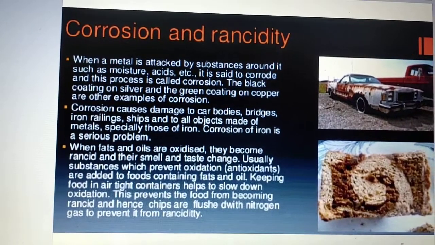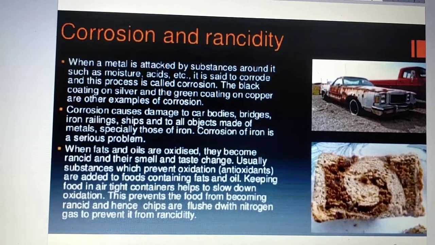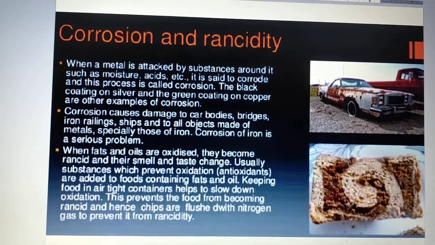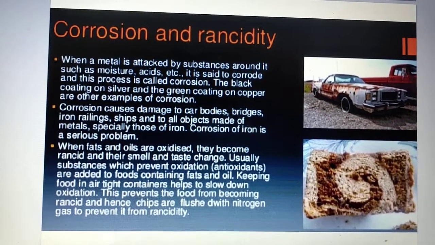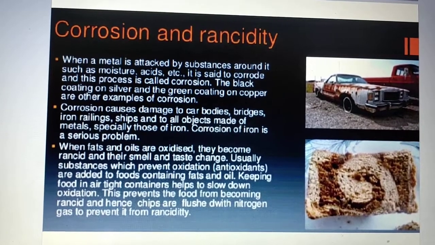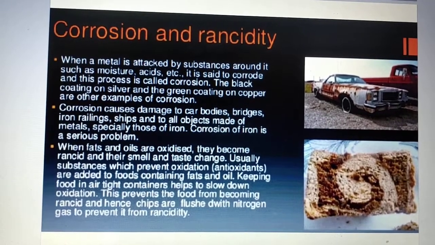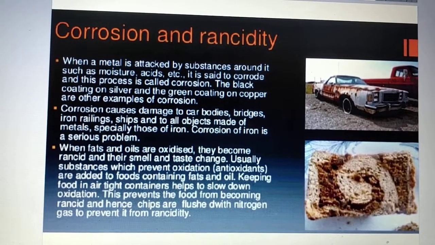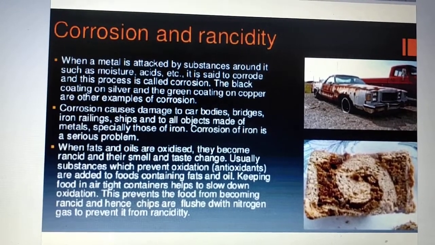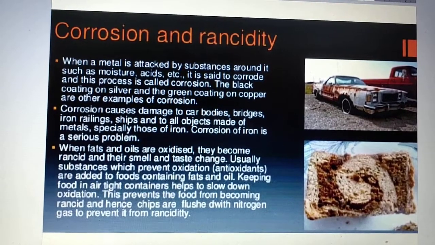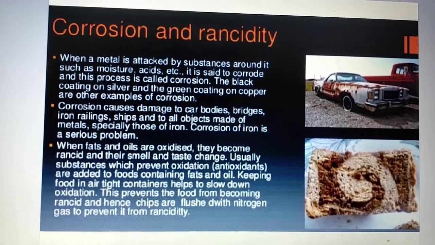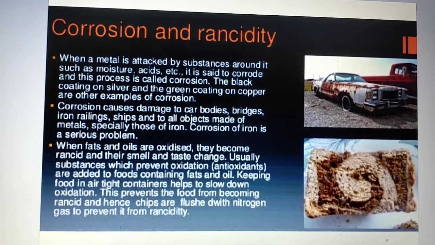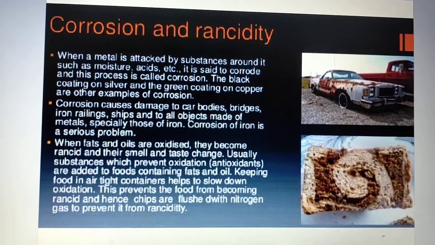Second is rancidity. We have seen mostly in summer that if we keep any food item at room temperature for a longer time, it becomes stale. It is due to the oxidation of food when it comes in contact with air, due to which it starts smelling and tasting bad. We can prevent it by taking a few precautions like storing food in the refrigerator.